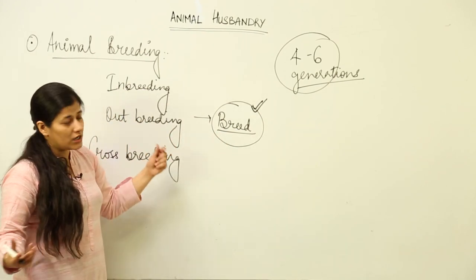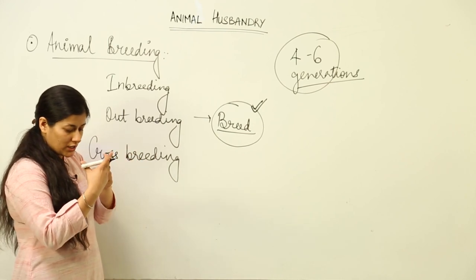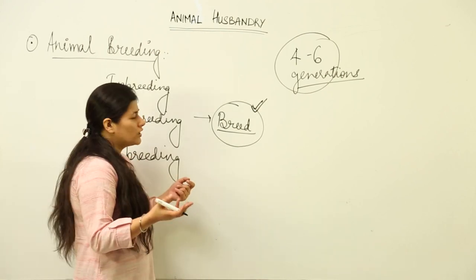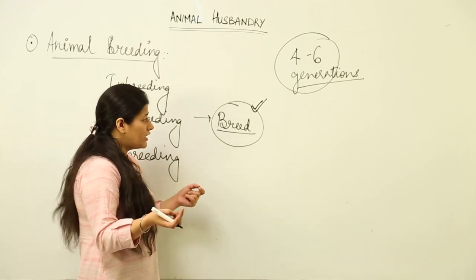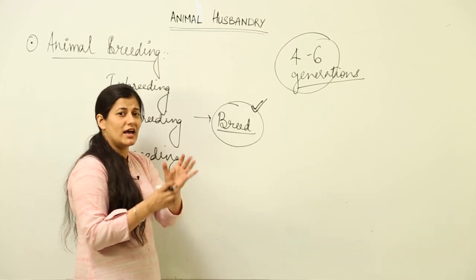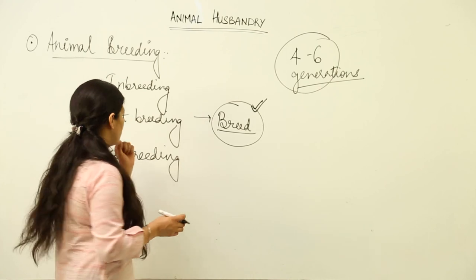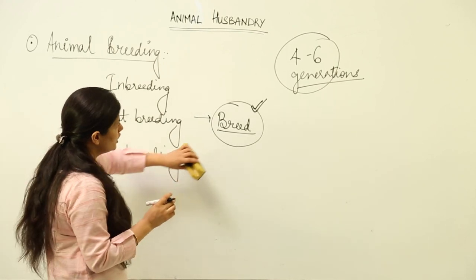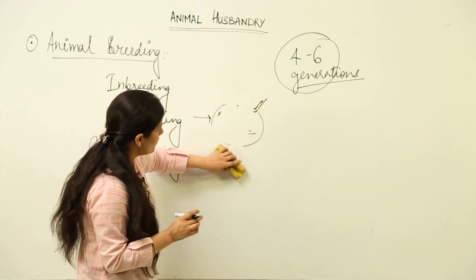The simplest example is the breeds of dogs that you have. You have many breeds around you. If you go out and take a stroll, you would find many dogs, many breeds: Labrador, Pooch, Pugs, Rottweilers, what not. There are so many breeds, but why are they a breed? Because they have common ancestors for 4 to 6 generations. That makes a breed.